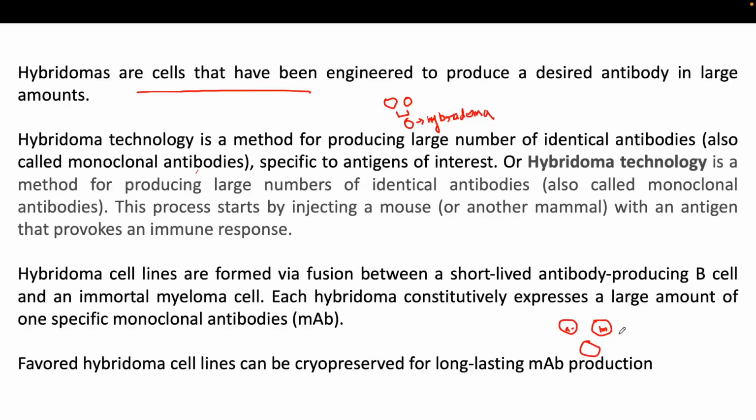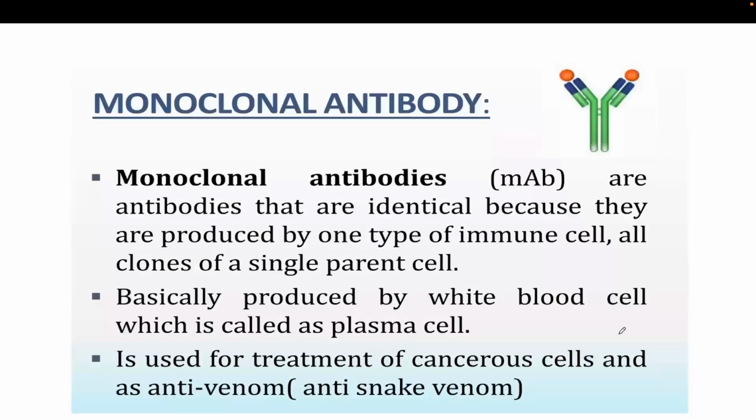Generally we use this hybridoma cell technology for production of the desired product in a larger amount, or we can cryopreserve this product for a longer time. So this hybridoma cell technology is generally used for monoclonal antibody production.